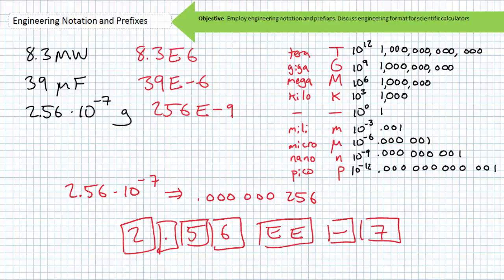Calculator, what is 2.56 EE negative 7? The calculator returns the value of 256E negative 9, or using engineering prefixes, 256 nanograms. Thank you, calculator. Your work here is done. That's it. This concludes the Introduction to Engineering Notation and Prefixes lecture.